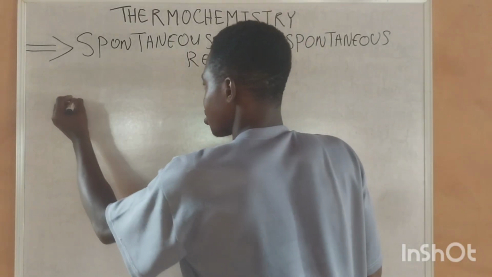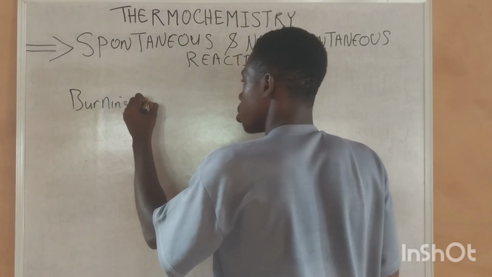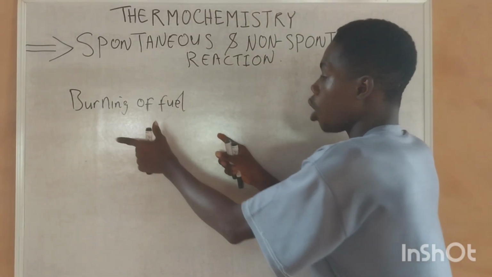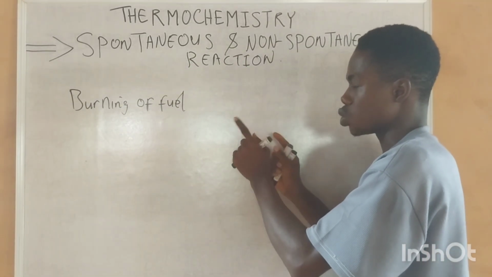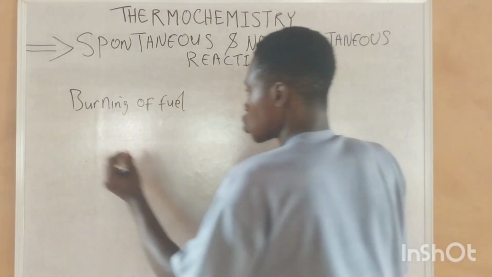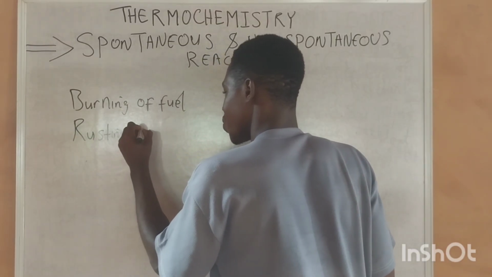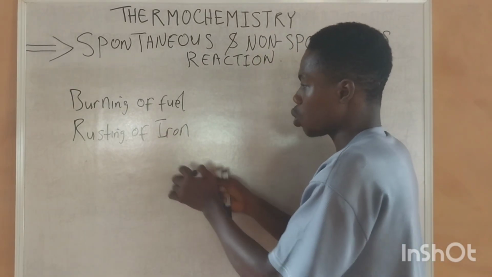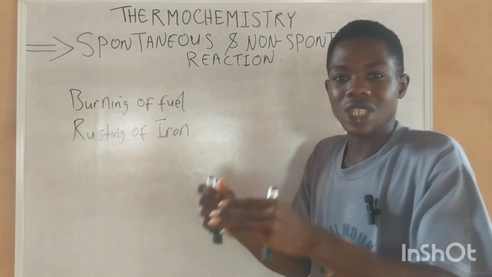Burning of fuel is one of the examples under spontaneous reaction. So please take note of this. Now another example of spontaneous reaction is rusting of iron. Rusting of iron is another good example of spontaneous reaction. You see all this, they just occur naturally on their own.